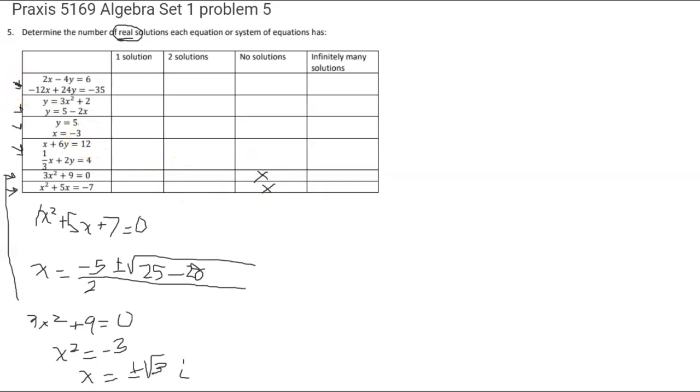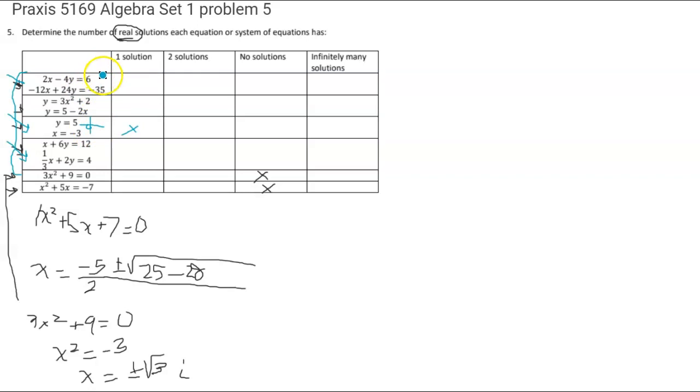Let's look at these four remaining. These are all systems, so I have to think of them as graphs. Here we have two lines, and the last one is also two lines, but so is that third one. The third one is actually the easiest. y equals 5 is a horizontal line, and x equals negative 3 is a vertical line, and of course, they cross once, horizontal and vertical.